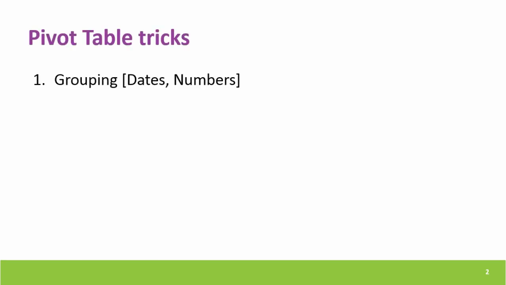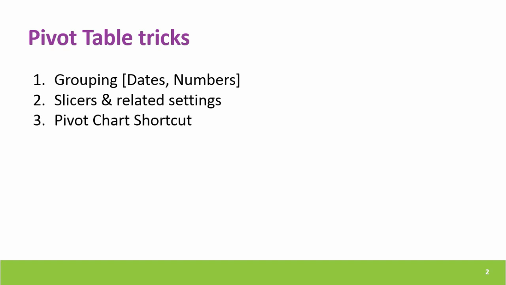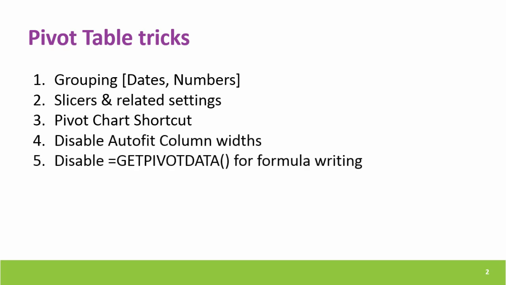First, we'll talk about grouping dates and numbers. Second, we'll talk about slicer and related settings. Third, a pivot table chart shortcut. Next, how to disable autofit column widths. How to disable the GETPIVOTDATA formula.